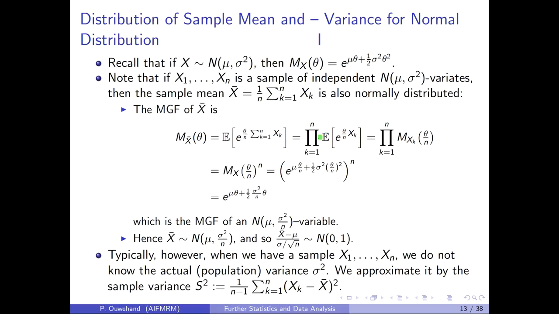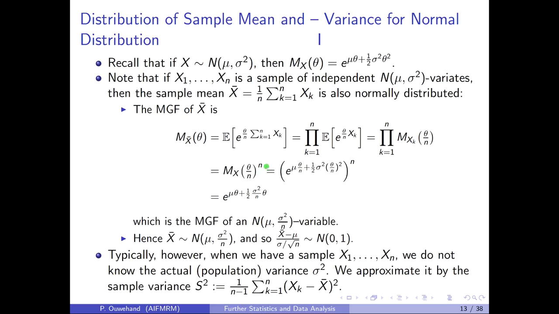Each of these expectations is a moment generating function evaluated at a point theta over n. However, the random variables xk all have the same distribution, and hence they all have the same moment generating function, and so we're taking the same moment generating function multiplied n times. In other words, we're taking it to the power n. Now we have x here, not x bar, and it is a normal random variable with mean mu and variance sigma squared, and hence its moment generating function evaluated at the point theta over n is this expression over here, which is the same as the expression at the top, but with theta replaced by theta over n.